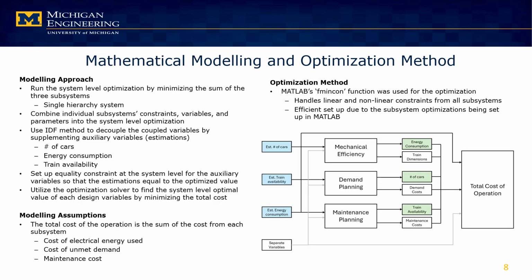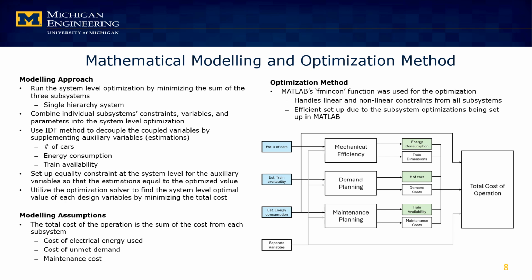For modeling the system level optimization, we ran the optimization by minimizing the output cost of 3 subsystems. We combined the constraints, variables, and parameters and used the IDF method to decouple the coupled variables by supplementing auxiliary variables, which are the estimations for these coupled variables.